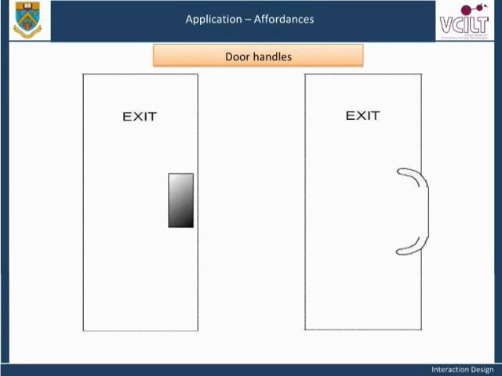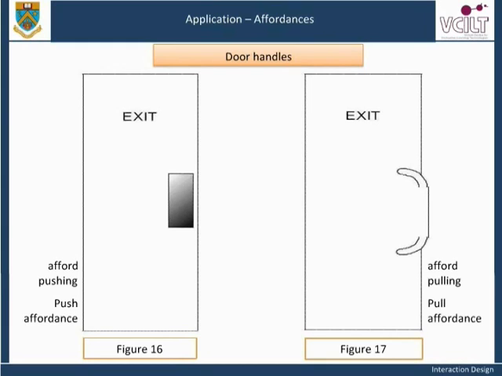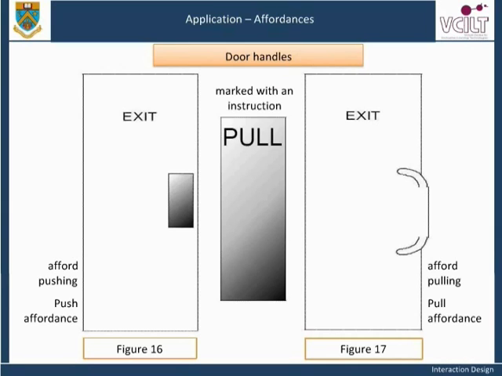Handles of the type found in Figure 16 afford pushing, whilst those in Figure 17 afford pulling. Quite often the plates in Figure 16 are used for pulling the door open. This is why people often spend ages pushing pull doors, or indeed pulling push doors, as the handle affords the wrong type of interaction. Where handles are used inappropriately, they are often marked with an instruction, as in Figure 18.